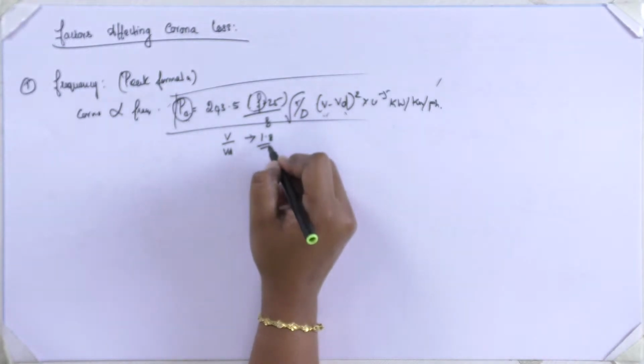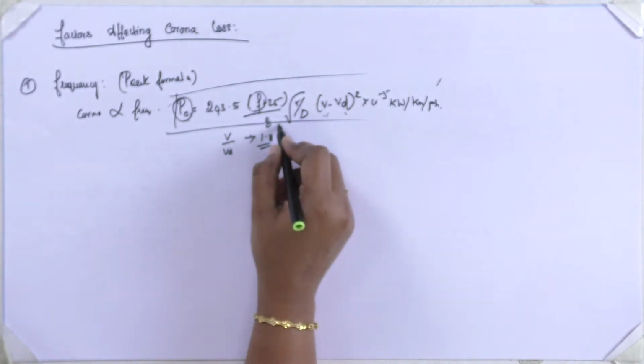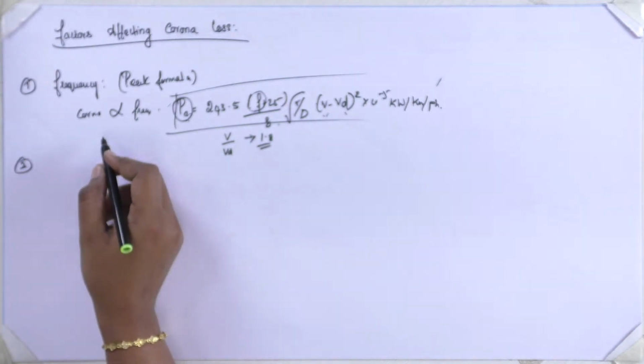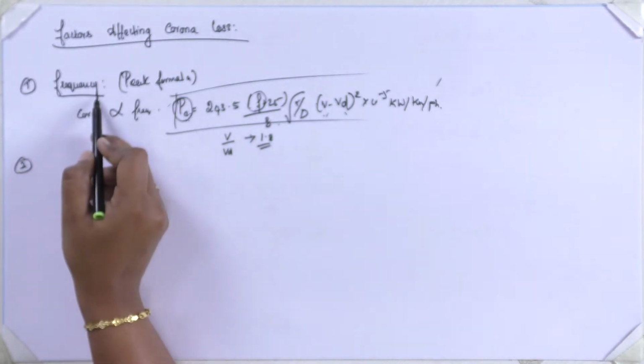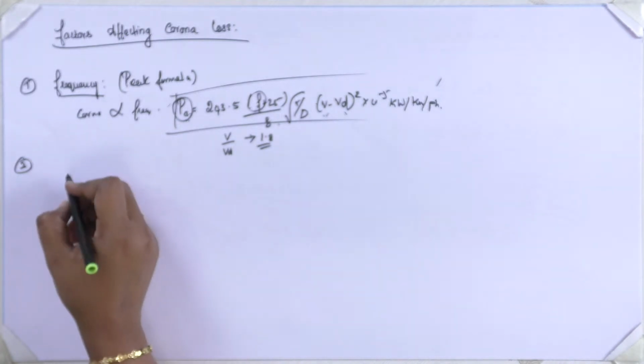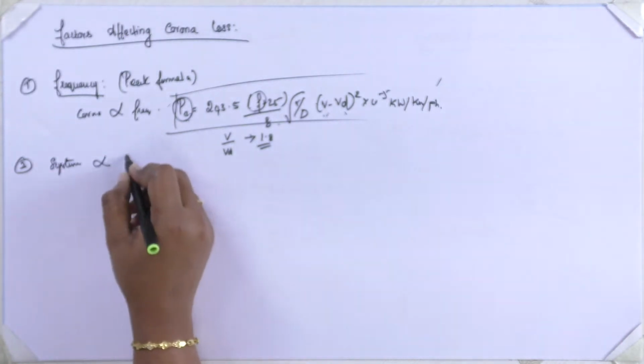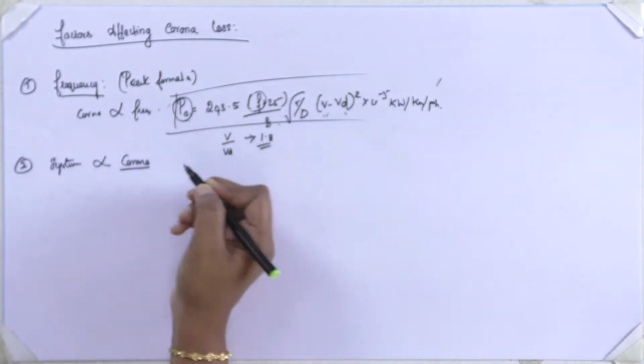So if it is greater than 1.8, it will give better results for the reduction of corona. The first factor that is affecting the corona loss is the frequency, and the second one is the effect of the system voltage. As the system voltage increases, the corona loss also increases.